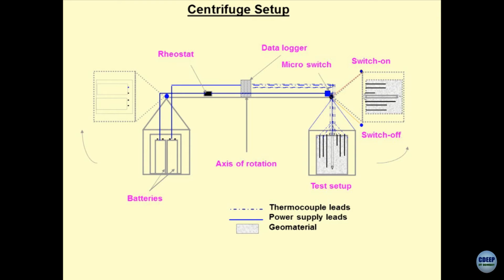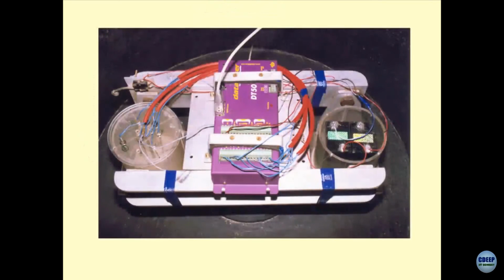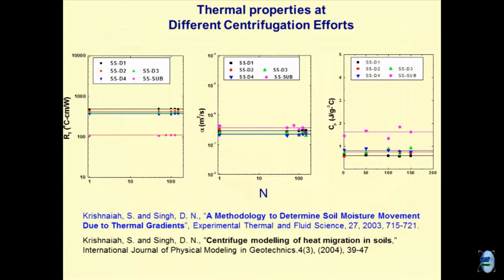This was a very interesting design of experiment, which was published in the International Journal of Physical Modeling in Geotechnical Engineering. This is how it looks. This is a data logger which was mounted on the centrifuge itself. These are the batteries, this is a sample and this is a switch. If you are interested in seeing how this was done, and if you want to read the philosophy and the whole work, please go through the paper which is published by Dr. Krishnaiah.